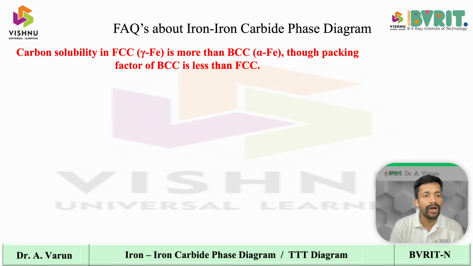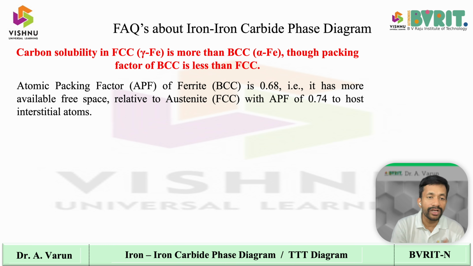Then, all right. So let us understand a very important justification that is asked very often. Why is the carbon solubility in FCC gamma iron more than in BCC alpha iron, though the packing factor of BCC is less than FCC? In order to understand this, first let us understand the question. If you remember, we have discussed the atomic packing factor of BCC. In this case, it is ferrite, which has 0.68.